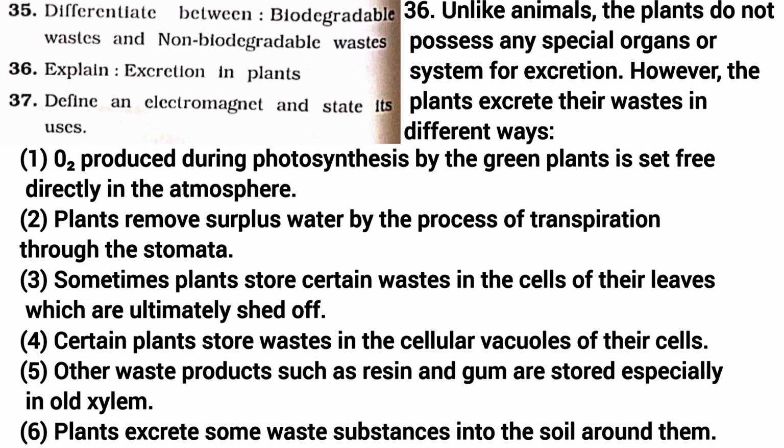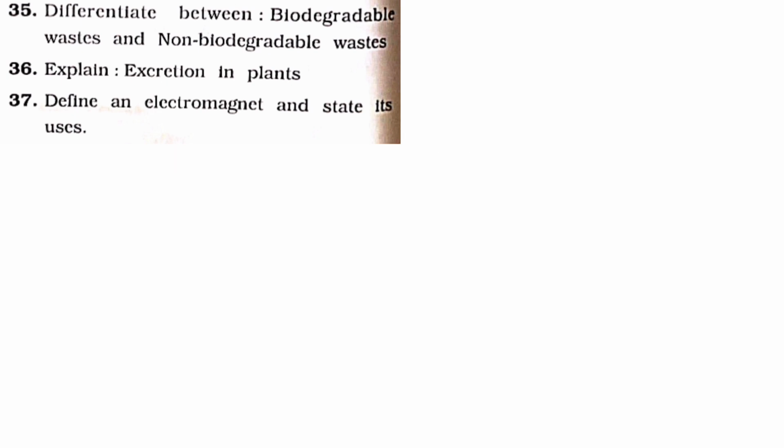Number 3. Sometimes plants store certain wastes in the cells of their leaves which are ultimately shed off. Number 4. Certain plants store wastes in the cellular vacuoles of their cells. Number 5. Other waste products such as resin and gum are stored especially in old xylem. Number 6. Plants excrete some waste substances into the soil around them.